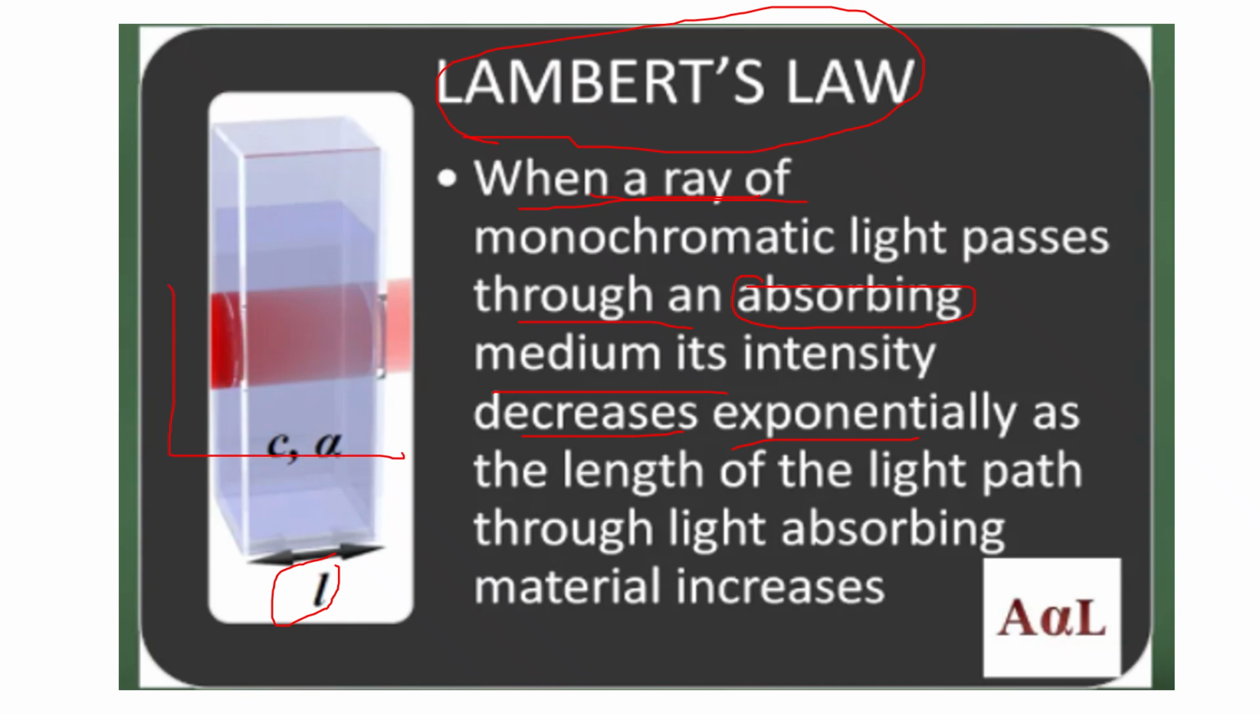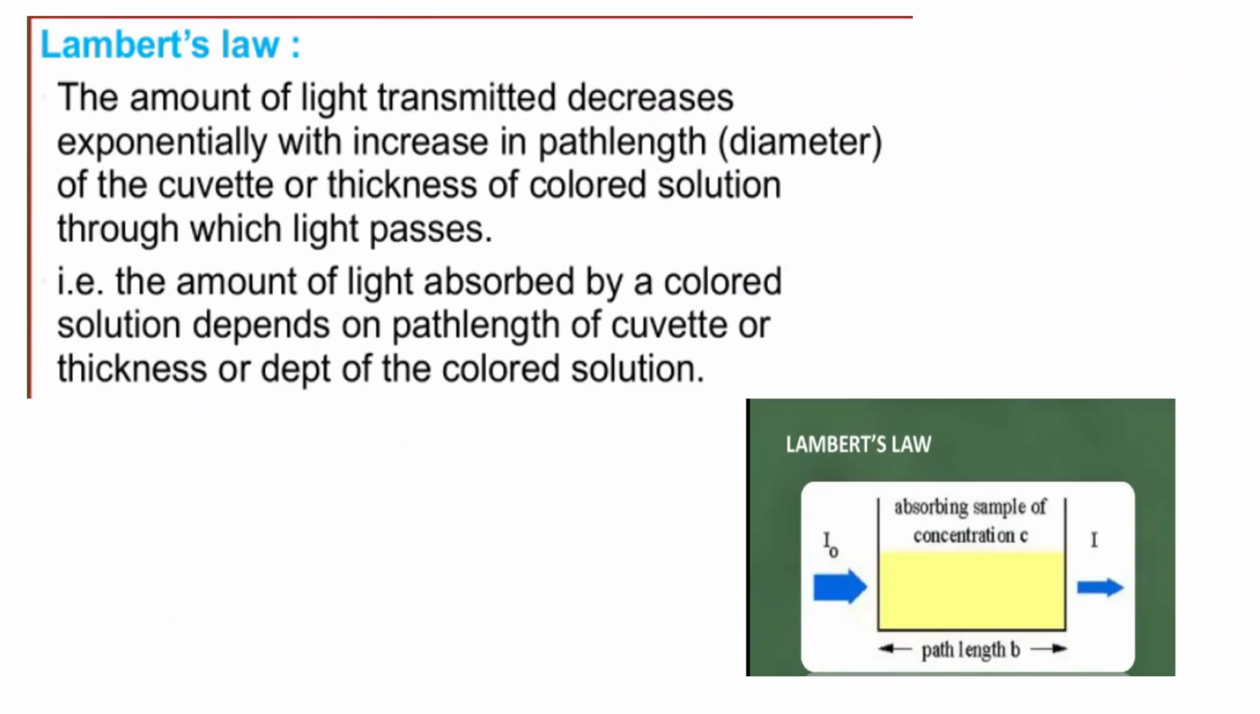The transmittance, that is the intensity of light, decreases exponentially as the length of the light path through the light absorbing material increases. As the path length is increasing, the absorbance is also increasing and the transmittance is decreasing. So it can be stated in that manner: absorbance is directly proportional to the path length. That was stated by Lambert.